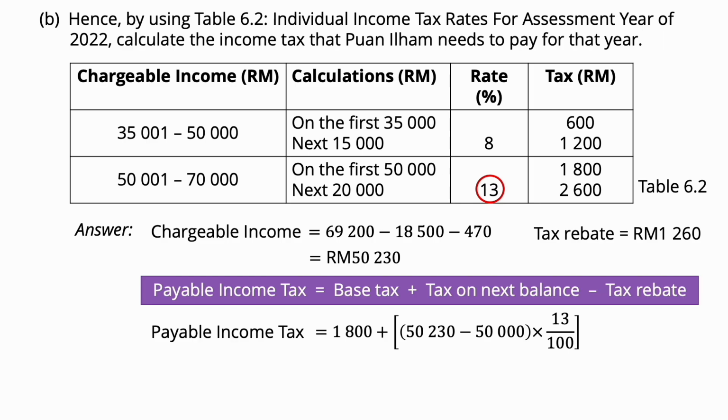Then, deduct the tax rebate. The tax rebate given is 1,260. Base tax, tax on next balance, and tax rebate. Simplify to 1,800 plus 29.90 minus 1,260. The calculated result is 569.90. Therefore, the income tax to be paid by Ms. Ilham is 569.90 ringgit Malaysia.